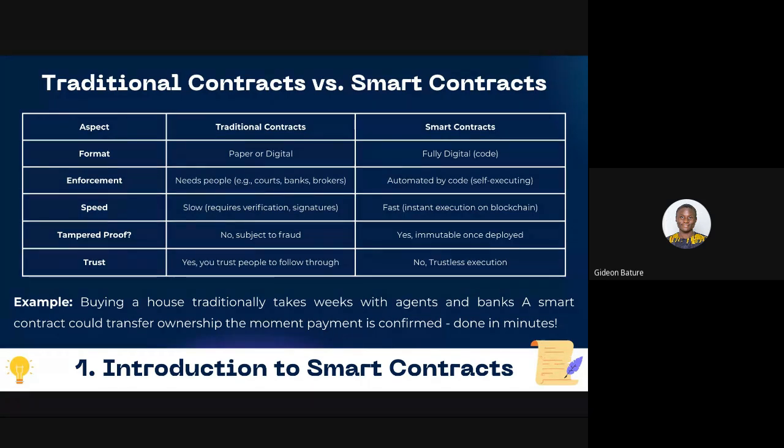So the next one is speed. If you are looking at traditional contract, most times it takes time. You need to go there and check, is this person really the owner of this property? Does the property have any outstanding tax? Does he have any outstanding dispute? You have to check all these things. The signature on it, is it really the owner's signature? You have to do all of these things to ensure that what you are buying will not shoot you in the foot. But for smart contract, it's instantaneous. You just do one, and it has gone.